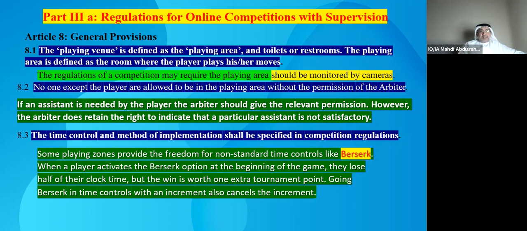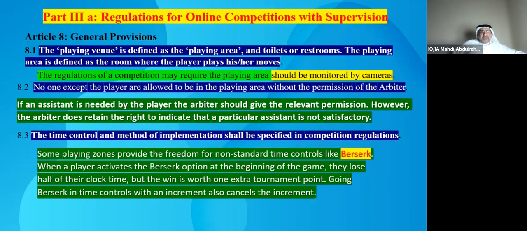And also no one except the players is allowed to be in the area. For example, if the local organizer says, "Hello, today VIPs are coming to take some photos with the players," they need your permission. After permission from the chief arbiter, maybe they are allowed the first 5 minutes only to take photos, then they leave the tournament hall, because nobody else is allowed in the area.